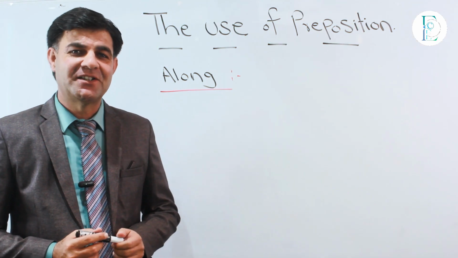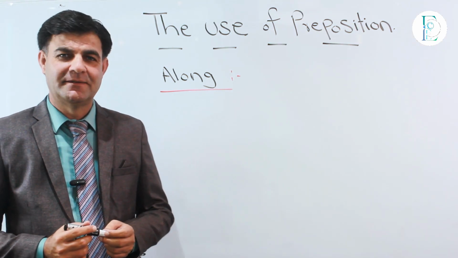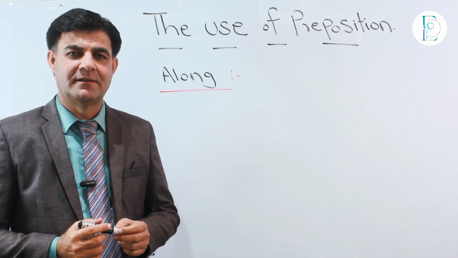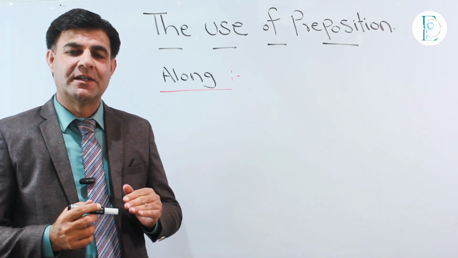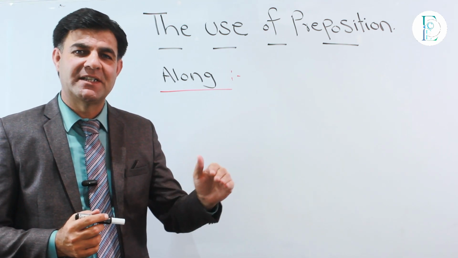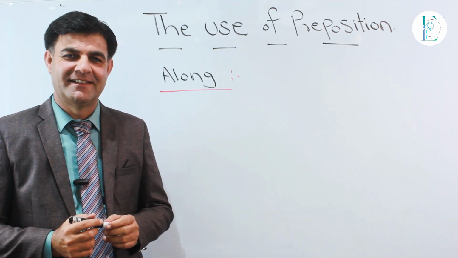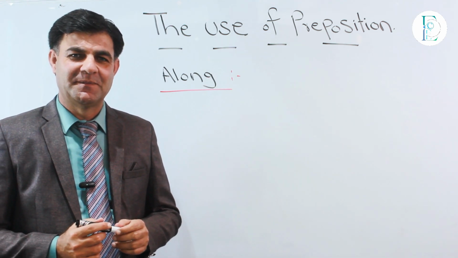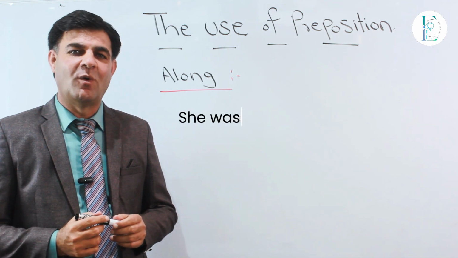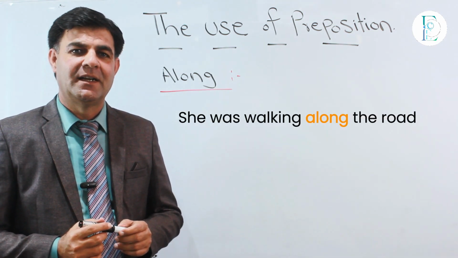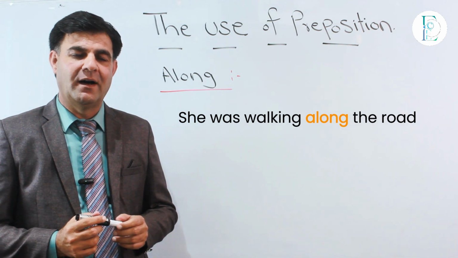The next preposition is along. We use the preposition along for the movement in specific direction. Simple, right? For example, she was walking along the road.